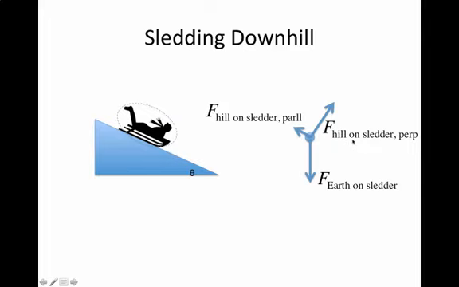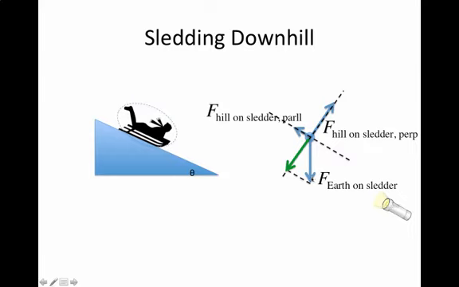So I've drawn my force diagram. I've made certain to get my angles correct. And I'm going to then add some dotted lines on here, which are going to show me the direction of my incline and a line perpendicular to my incline. Now, I want to ask, in the perpendicular direction, what balances this force? Well, it's some component of the force of the earth on the sledder.